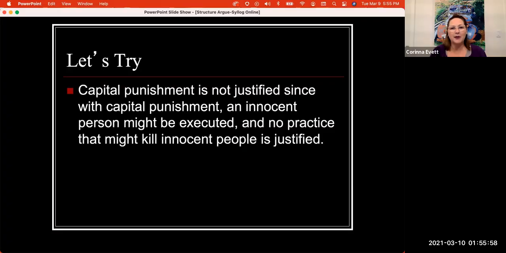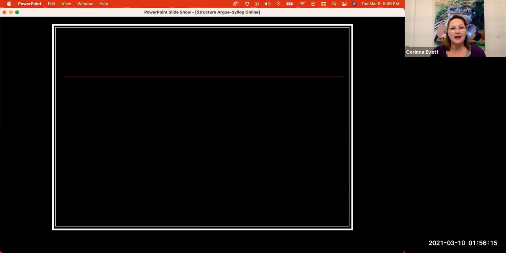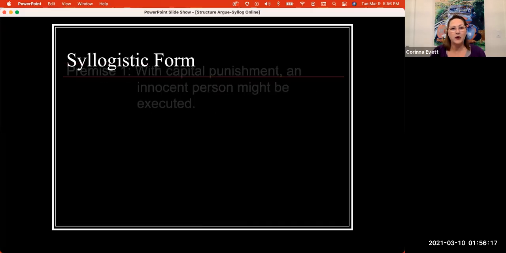Okay, so let's try. So we've got capital punishment is not justified, since with capital punishment an innocent person might be executed, and no practice that might kill innocent people is justified. This is just one position on one topic, and so I want us to put that into syllogistic form.